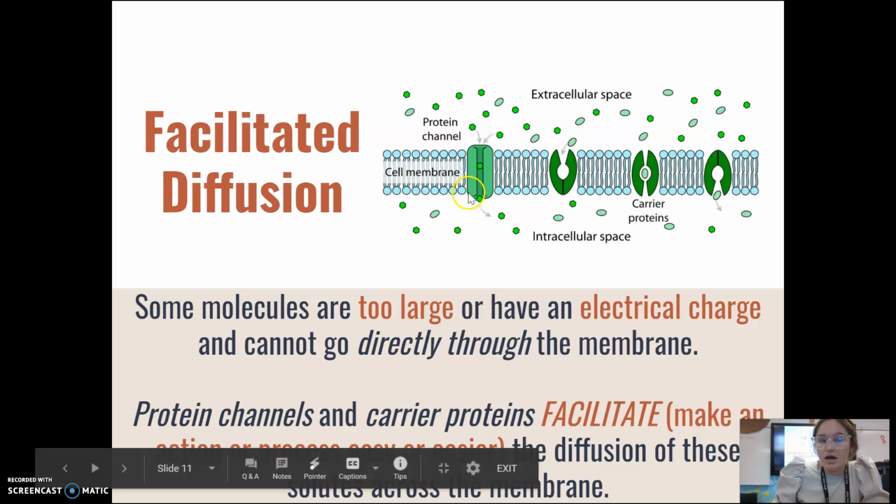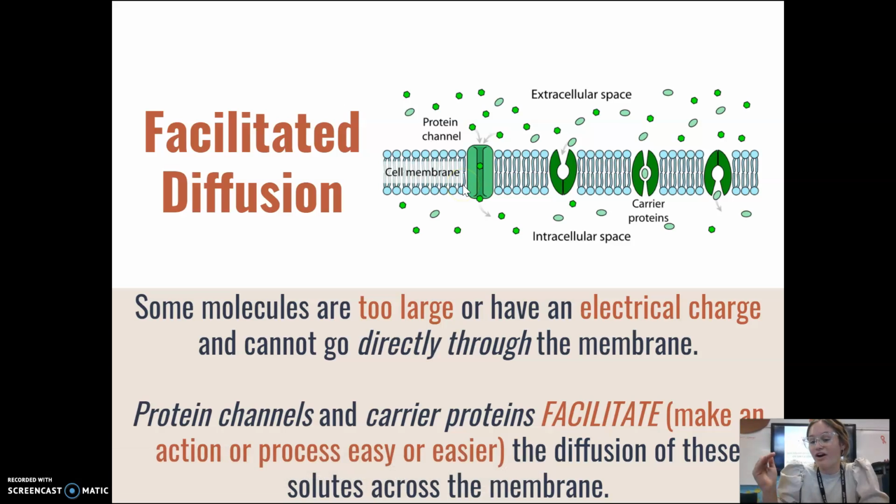And we use proteins, actually. So here's where these proteins come into play. These molecules are basically too large to cross directly through the membrane. So we have either a protein channel, which is that image on the far left that kind of just looks like a hot dog bun. It's quite literally a channel that molecules can just walk right through. Or we have carrier proteins.